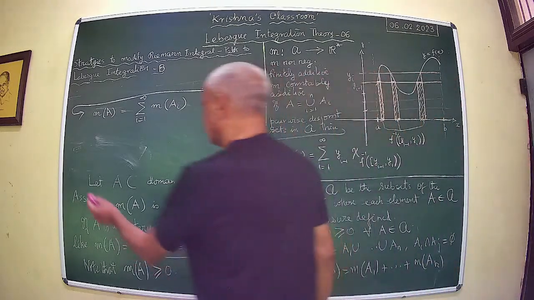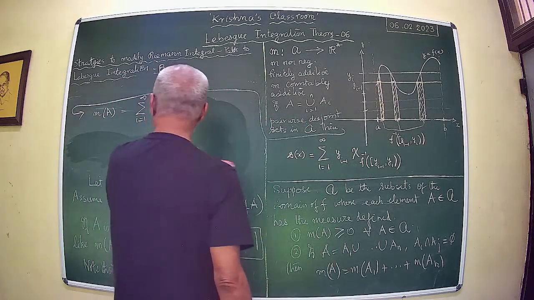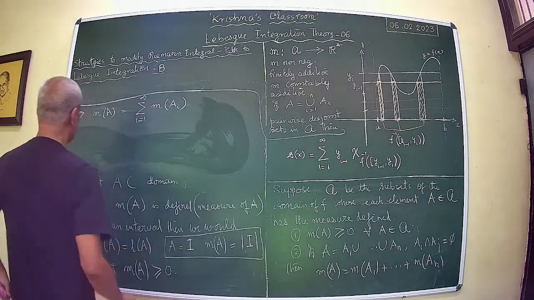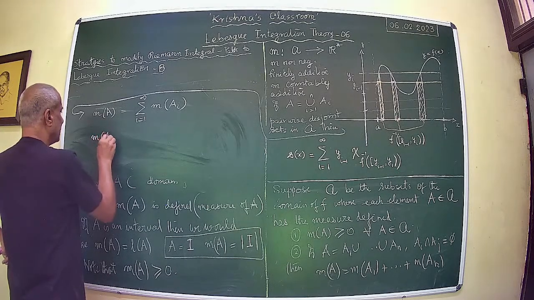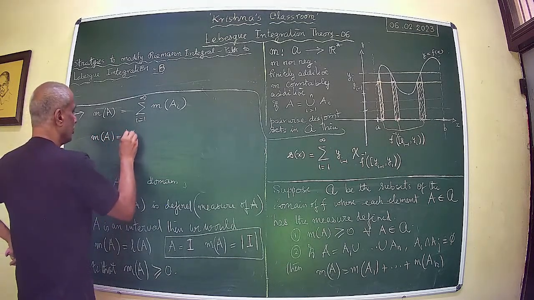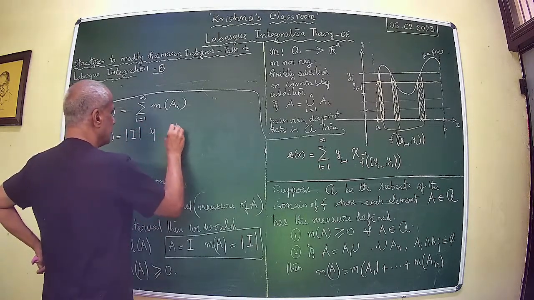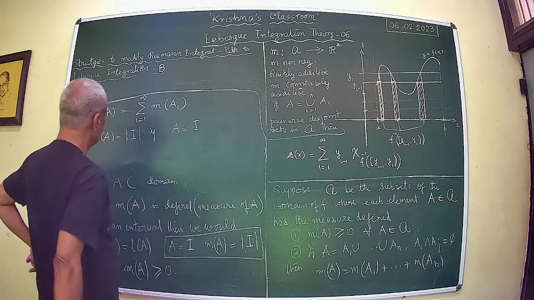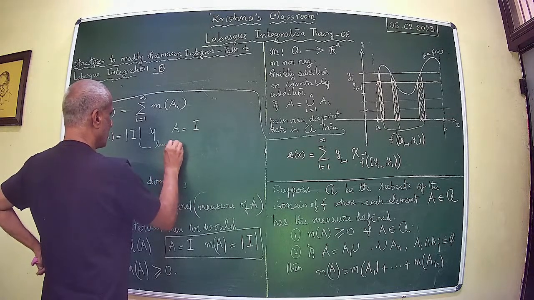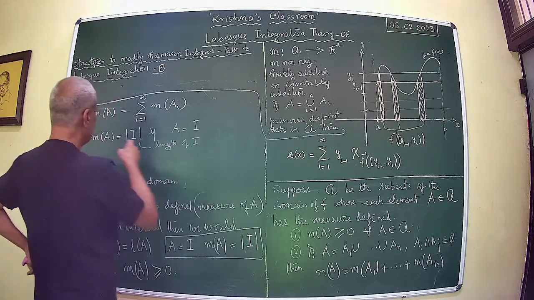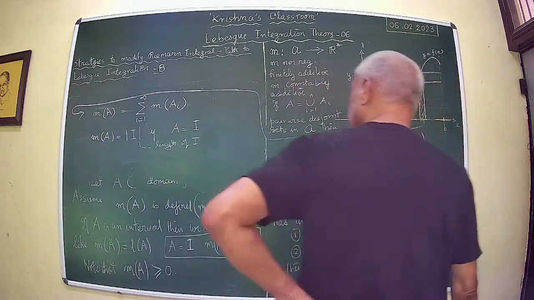Then we want possibly the properties of length being preserved. That means measure of A has to be equal to the length of I, if A is equal to I. That means if A is an interval, then its measure is the length.